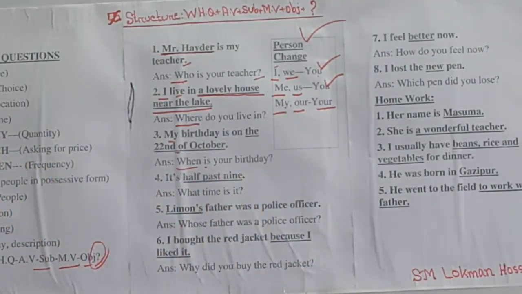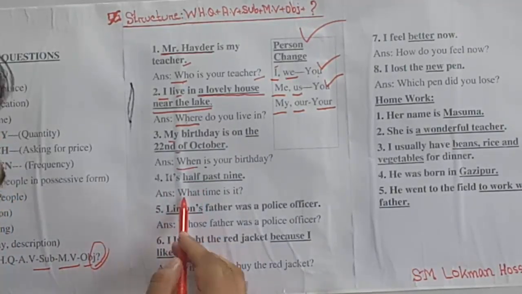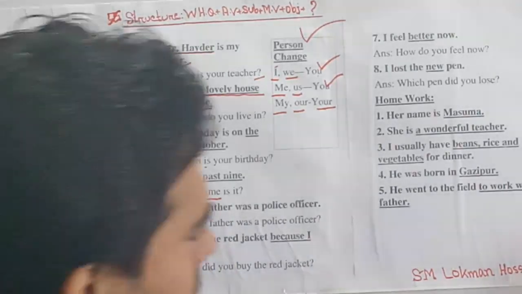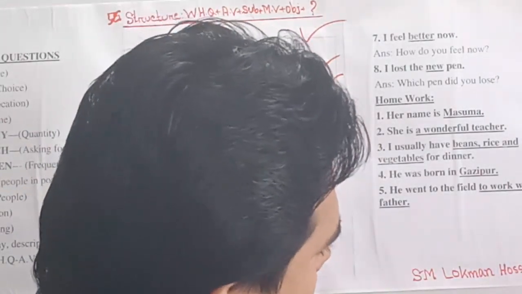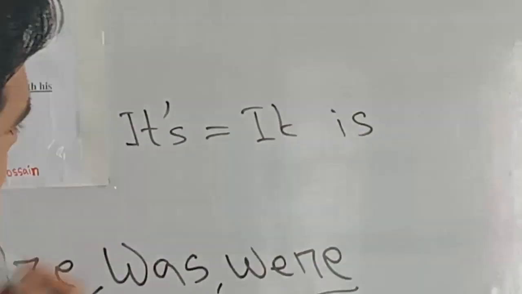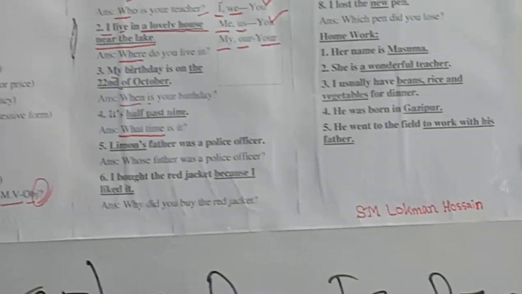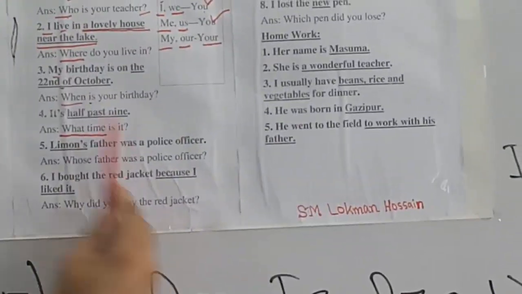Okay, number 4, it's 9:30. You must bear in mind that if it indicates any time, then you have to start writing what time. Then the rest of the part is, it is. It refers to it is. So here is a be verb. So we have to write the be verb. What time? Then is it.